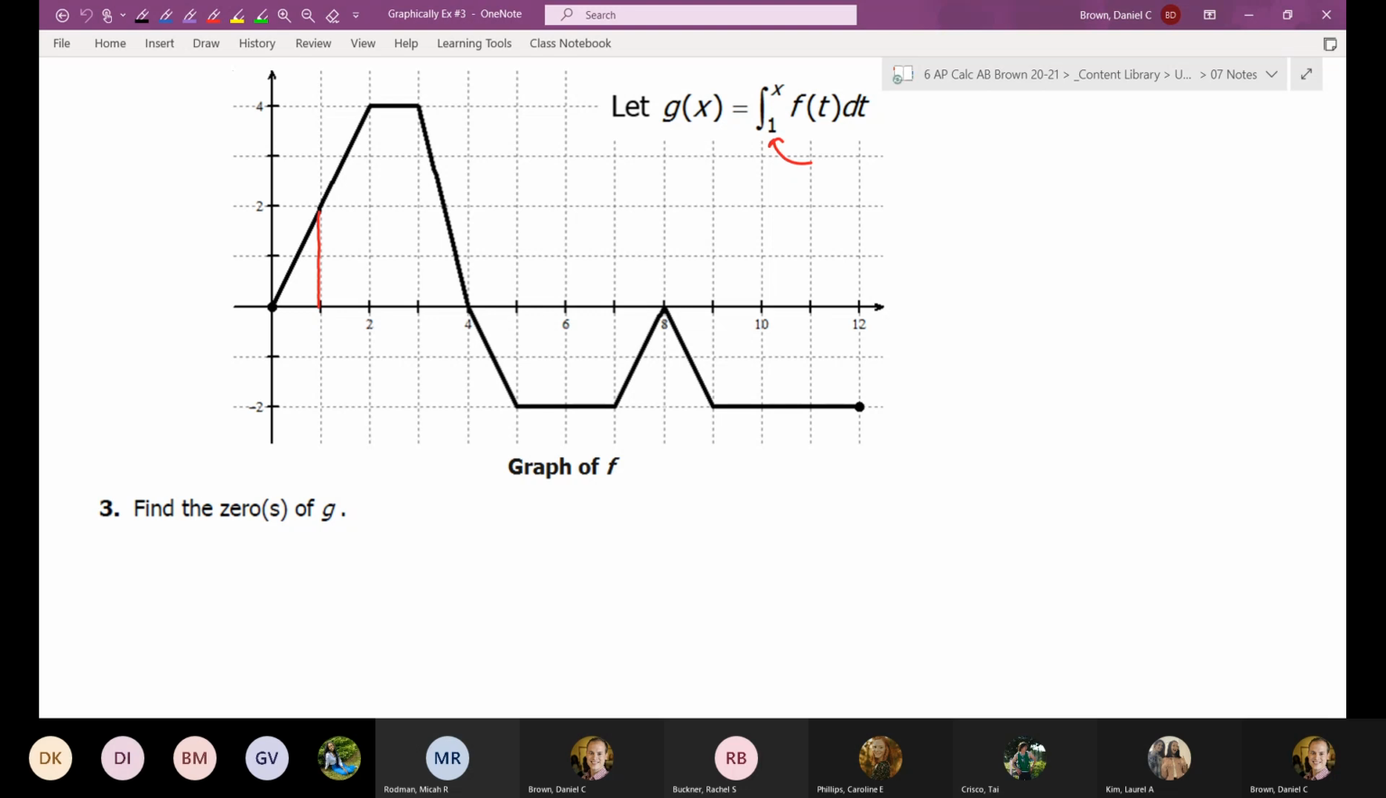Find the zeros of g. In math, if I told you to find the zeros of a function, what's another word you could have used instead of finding the zeros of a function? That's the x-intercepts. So again, we're ignoring all the new stuff right now. Let's think about what we know in math already. If I told you to find the x-intercepts of any function, how would you do that algebraically?